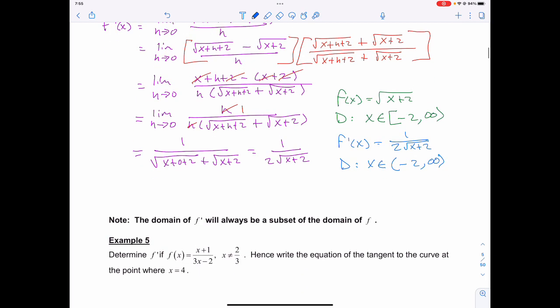But we will notice that the domain of f prime is always going to be a subset of the domain of f. So the domain of f prime has to exist within what that original domain of f is, even though it can take away some of the values.